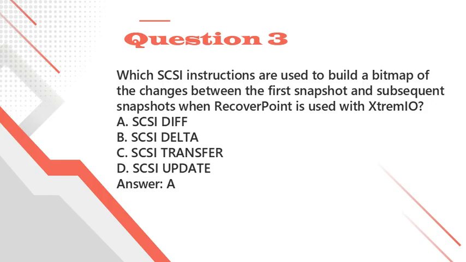3. Which SCSI instructions are used to build a bitmap of the changes between the first snapshot and subsequent snapshots when RecoverPoint is used with XtremIO? A. SCSI diff. B. SCSI delta. C. SCSI transfer. D. SCSI update. Answer: A.